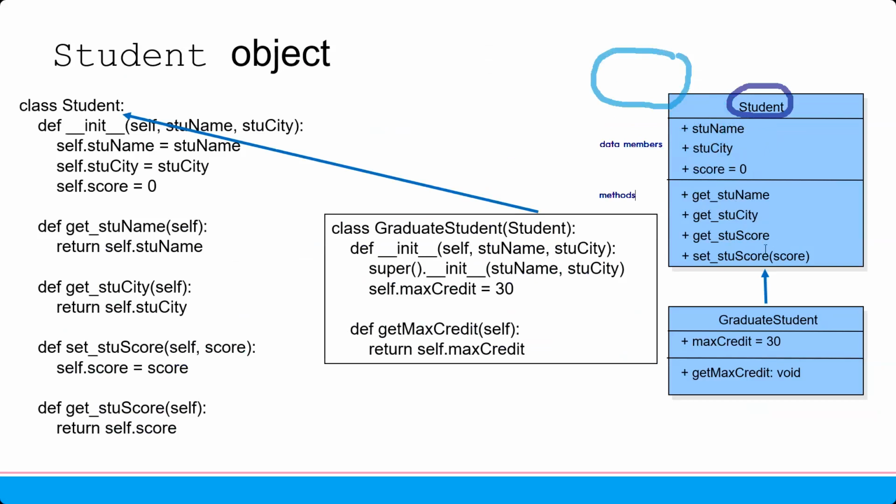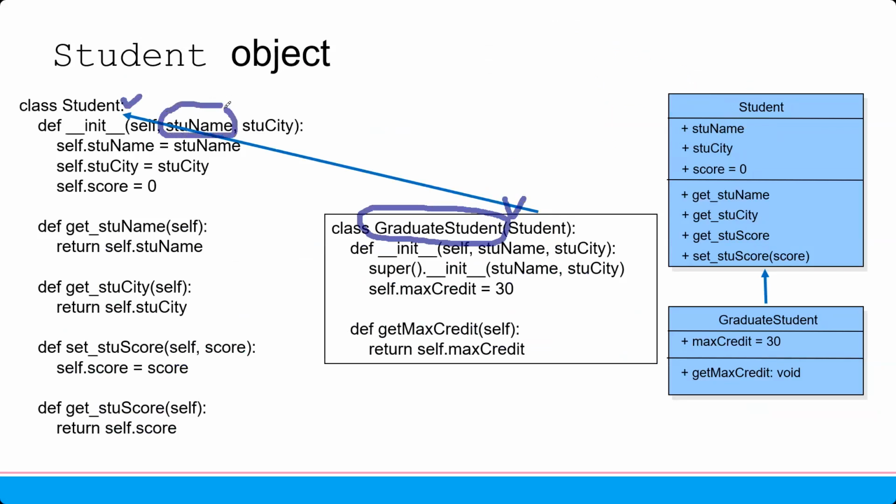Now, from the student, we can make a new class which is graduate student. Let's say the student just has a name. Graduate student has one too. So they have similar properties, which is their name, and also the student lives in a city. So they share the same properties.